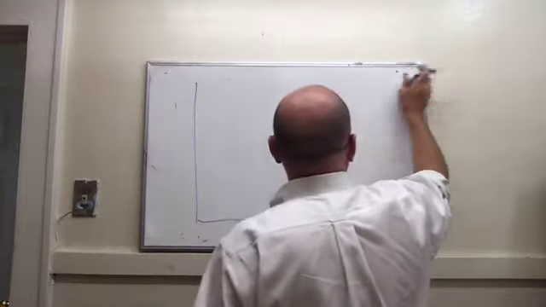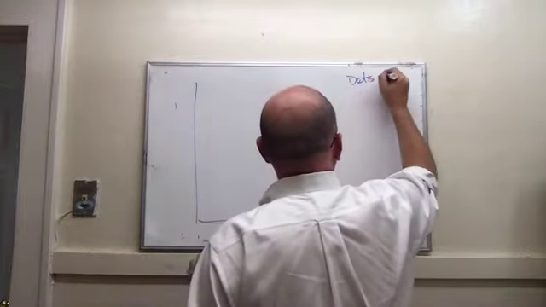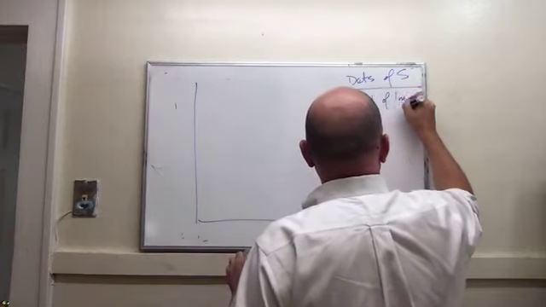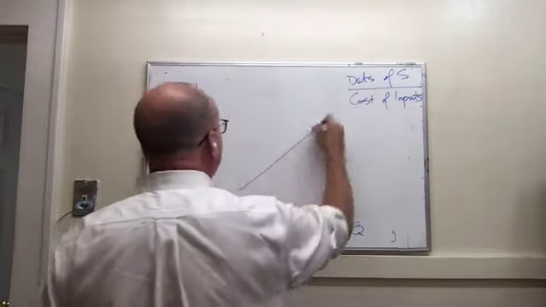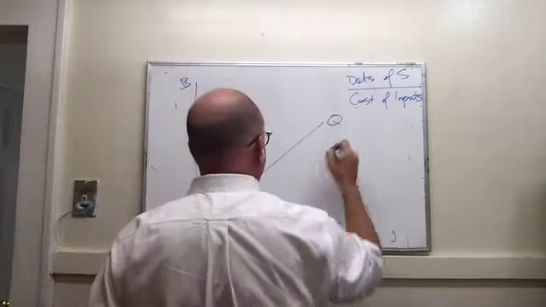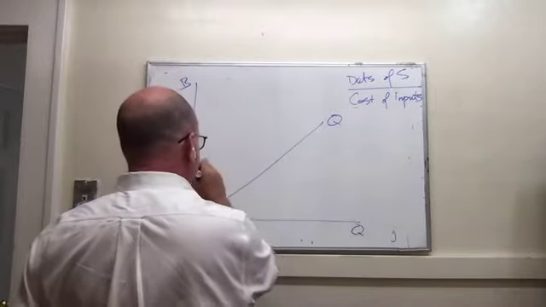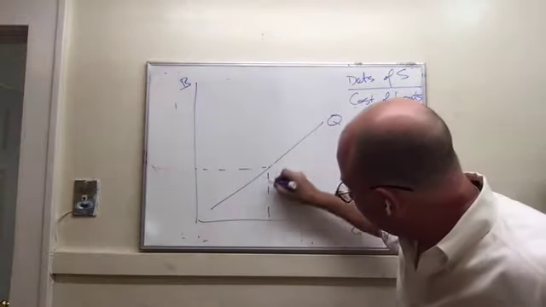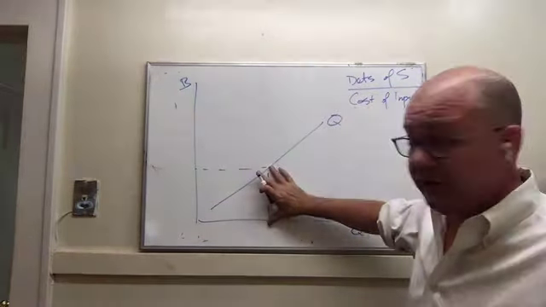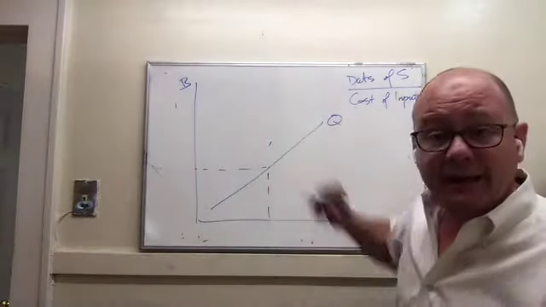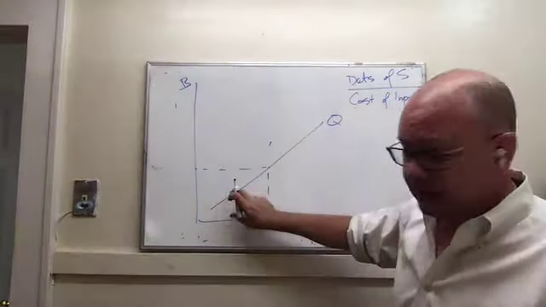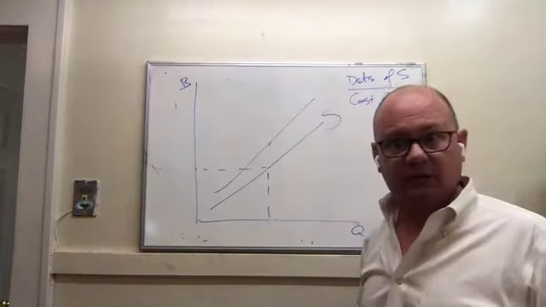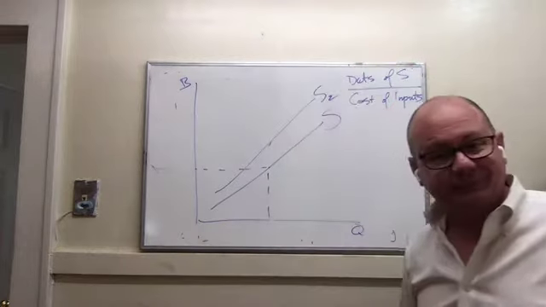So we have our determinants of supply. We have cost of inputs, and that can be a whole host of things. If you're giving up more to produce that unit, you're going to demand that people give you more. If this is the cost, you demand that people give you more. Oops, sorry, what am I doing? I've labeled that quantity. Terrible. There we go, right?